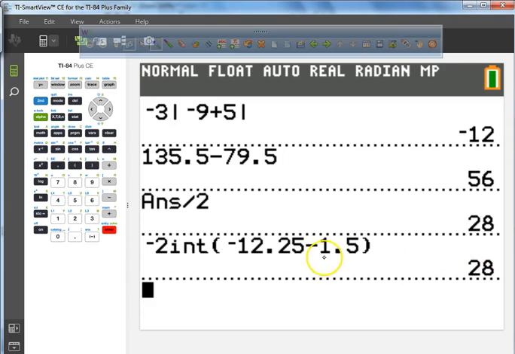All right? So when you plug this in, now you've got to be careful because this answer will always be an integer, because it's looking for the y value. What's the y value? What's the greatest integer of the y value when this is a negative 12.25?